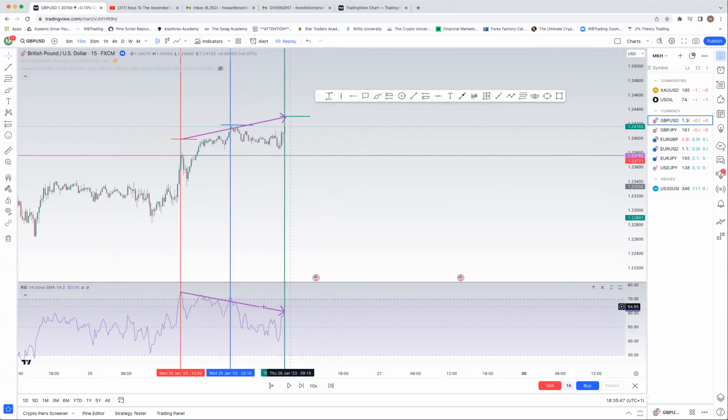But here, what we are saying is, you have a clear divergence between here and there. So what is price saying? Price says it is going up. And then what is the indicator saying?